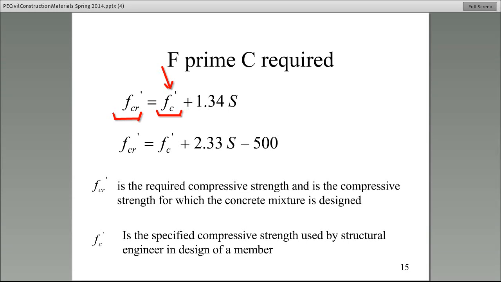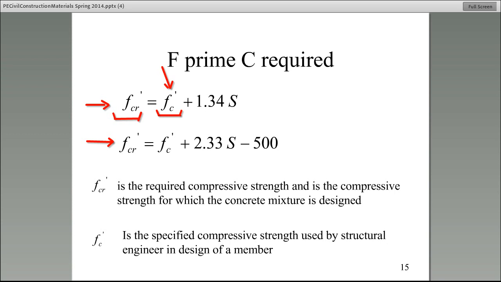Based on ACI, we have to calculate both of these values. We have to use both of these equations, come up with F prime C required, and whichever is larger will control. All right.